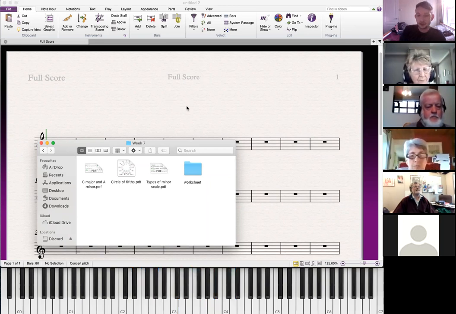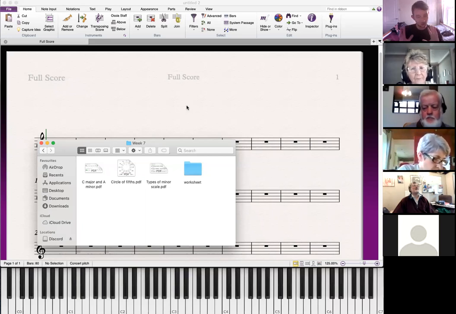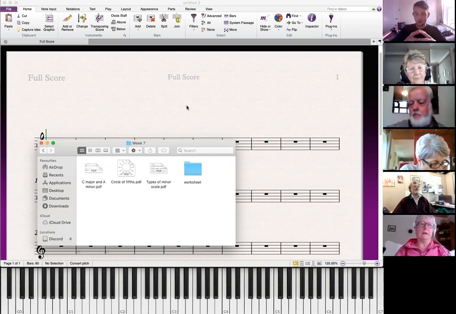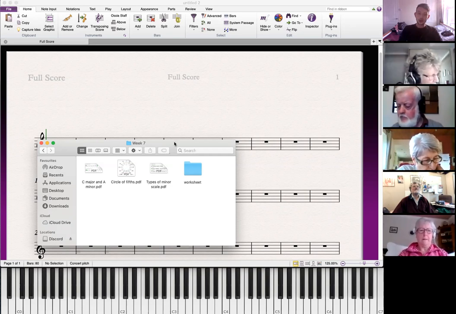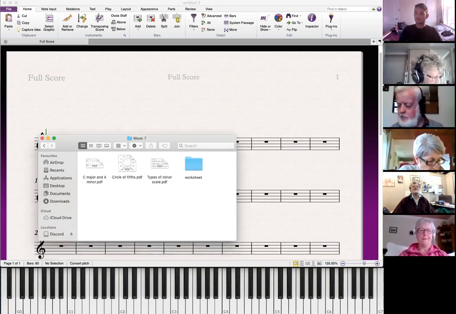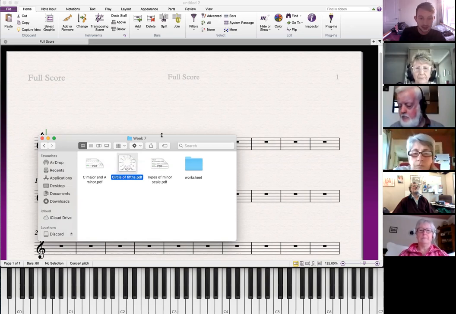Now, minor scales and major scales coexist in the same hemisphere, and they work together to make music sound interesting and to give it depth. So minor scales. Now then, if I just bring up, there it is. Okay, so here's the circle of fifths again.